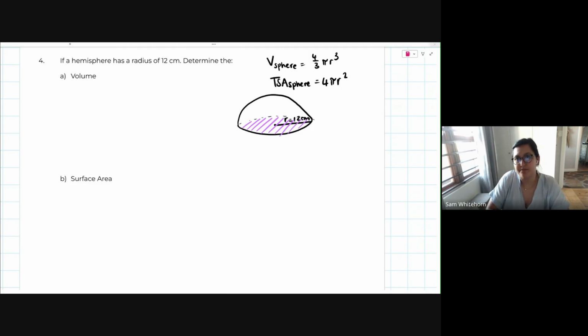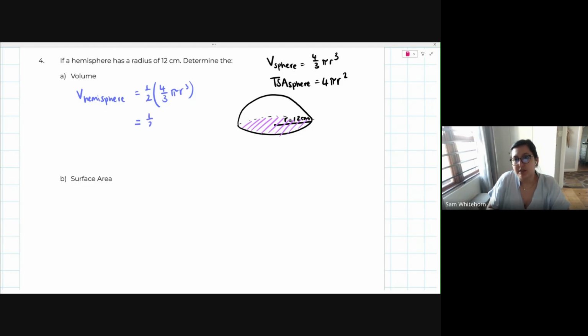So volume, again, like I said earlier, is generally the easier of the calculations. We now want the volume of our hemisphere. So we are going to take the volume of our sphere, 4/3 pi r cubed, and then halve it. You are more than welcome to do all your calculations in one go. You can also find your answer first and then divide it by 2. It is completely up to you, whatever you're comfortable with.